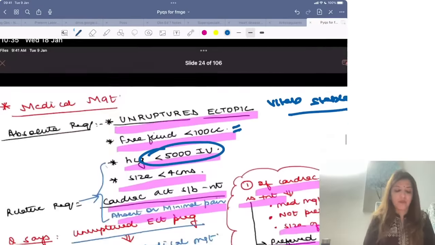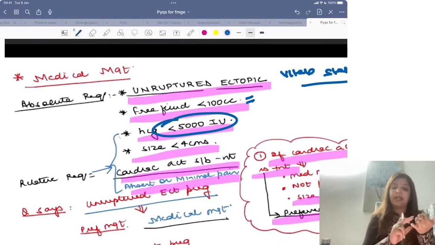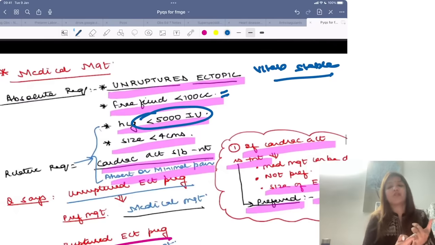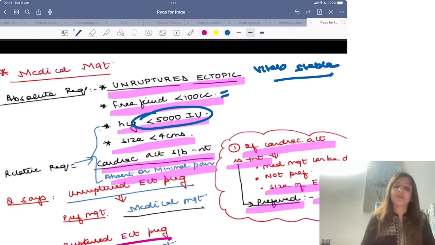So I am repeating, someone asked me to repeat, just quickly I am telling you. Medical management ki requirements kya hoti hai? It is done in case of unruptured ectopic, number one. It is done only if vitals of your patient are stable. It is done only if free fluid is less than 100 cc. These are three absolute requirements for medical management. Ab iske alawa, HCG levels should be less than 5000. Size of the ectopic should be less than 4 centimeters. Cardiac activity should be absent and there should be no pain.